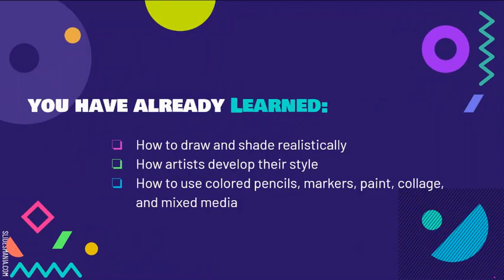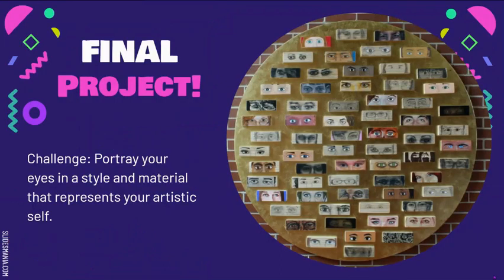So, you already know how to draw and shade realistically. You already know how artists develop their style from looking at other famous artists. And you know how to use many art materials. You know colored pencils, markers, paint, collage, mixed media, probably a whole bunch of other stuff not even included there. So, the purpose of this unit is not to teach you a bunch of new things, but instead to let you choose from what you already know and you are already good at, and to portray your eyes in a style and material that represents your artistic self.